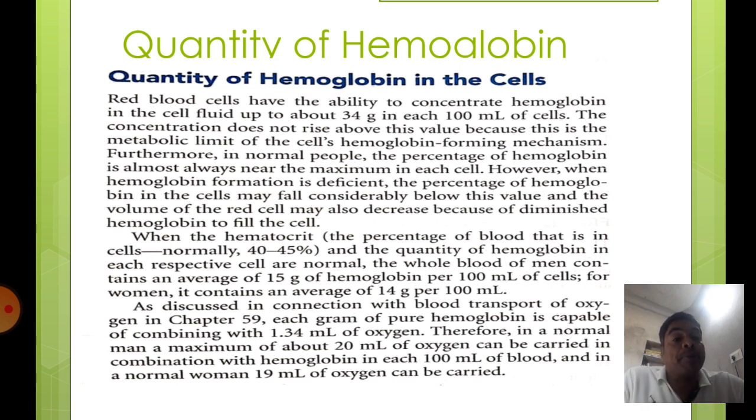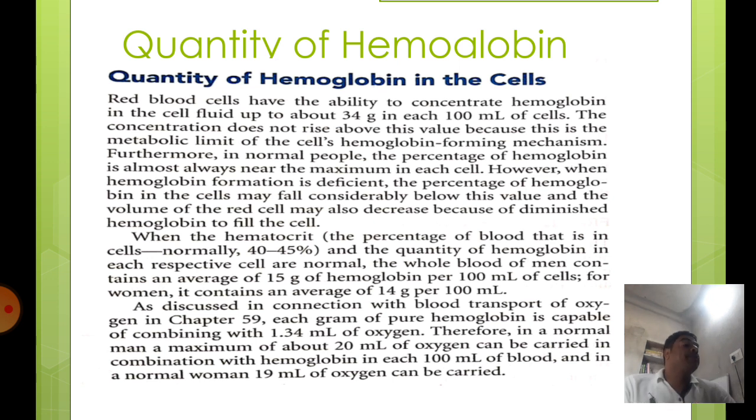When the hematocrit, the percentage of the blood that is in the cells, is normal, 40 to 45%, and the quantity of the hemoglobin in each respective cell is normal, the whole blood of the man contains an average of 15 grams of hemoglobin per 100 ml of cells. For women, it contains an average of 14 grams per 100 ml.